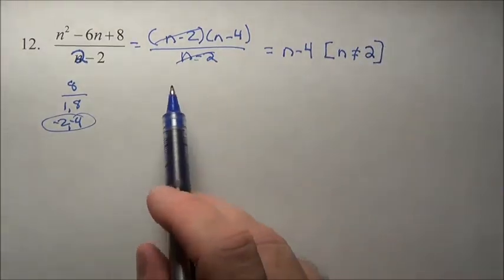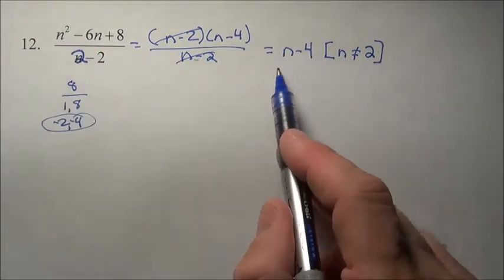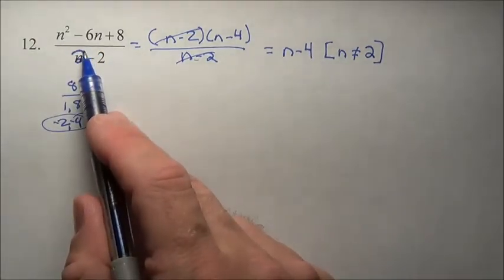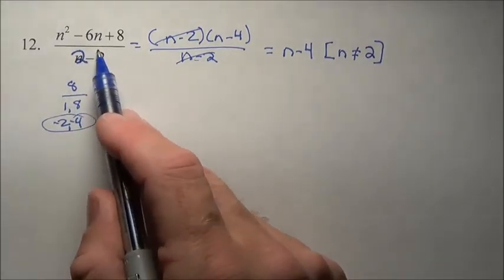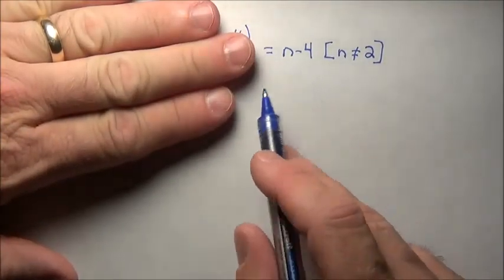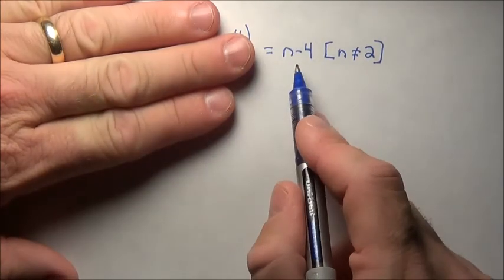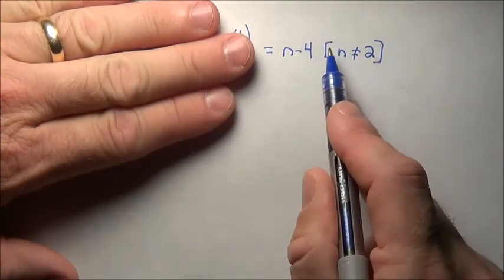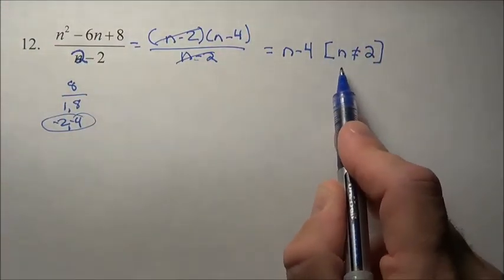Because somebody might come along and go, oh, if I plug 2 in, it's just 2 minus 4. Negative 2 will be the solution if you plug 2 in here. But you're not ever allowed to plug 2 in here. So you have to make sure, if you simplify something, that you don't just say it's equal to n minus 4 and go with whatever, without paying attention to the original. You have to state the restriction of what n is not allowed to be. Very important idea there.